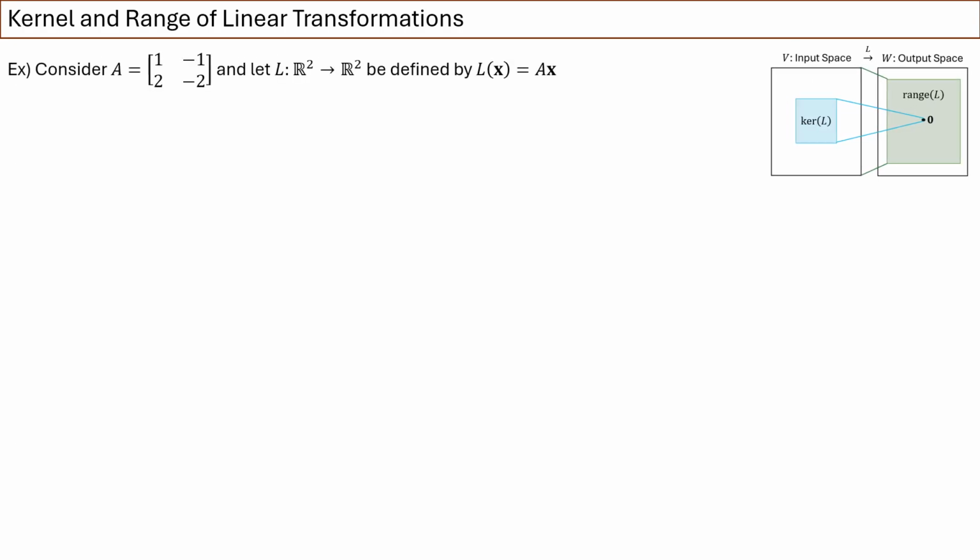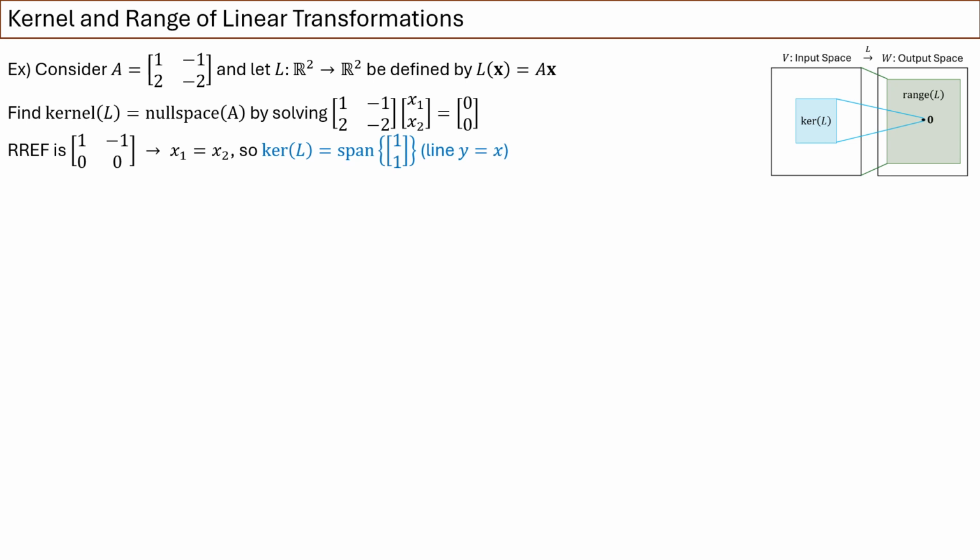Now, let's apply the definitions from the previous slide to a specific example. Here we have a 2 by 2 matrix A. First, let's find the kernel. Remember, this is the same as finding the null space. We set up the equation A times x equals the 0 vector. When we solve this system, we find that x1 must equal x2.